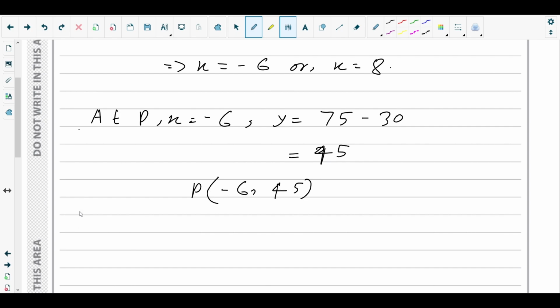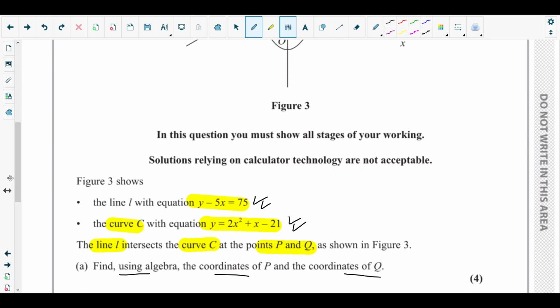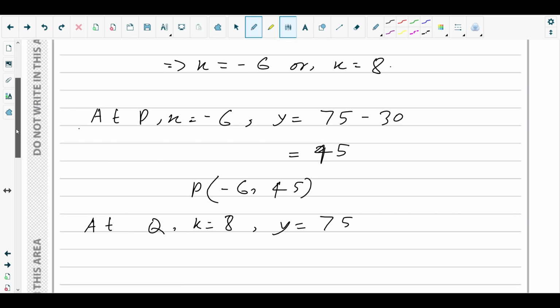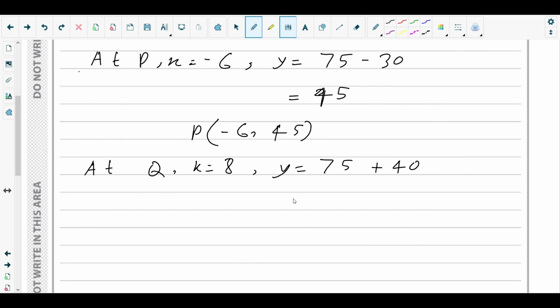Next is at Q. What would be the coordinates of point Q? At Q, x equals 8, since it lies on the positive x-axis. So y equals 75 plus 5x, the equation of line L, right? So 5 times 8 is basically 40. So 75 plus 40 would give you 115.